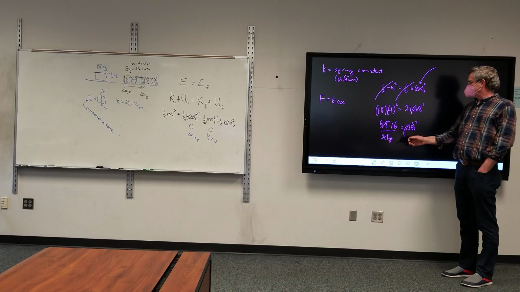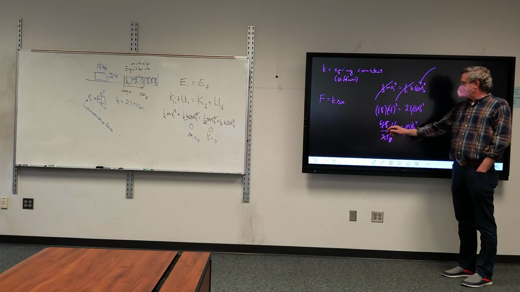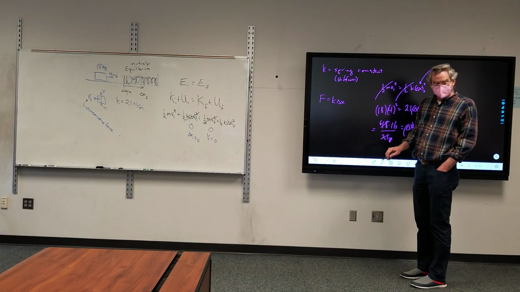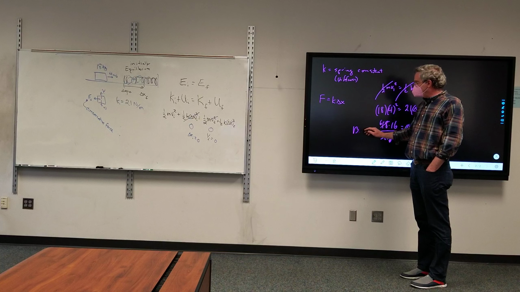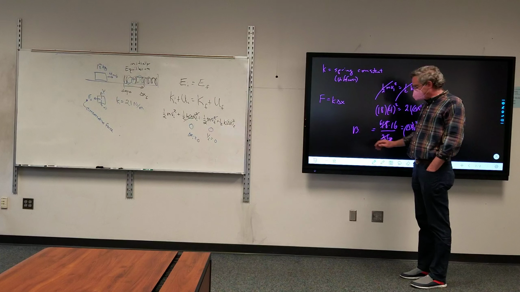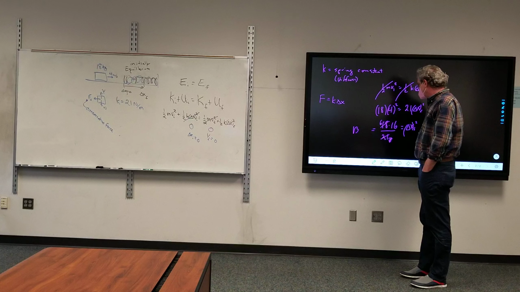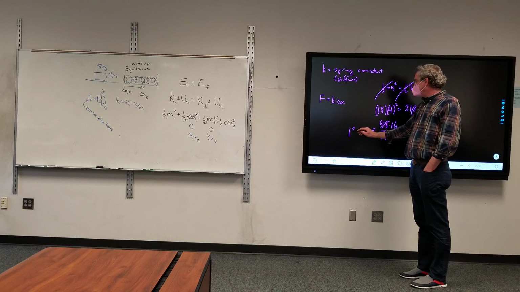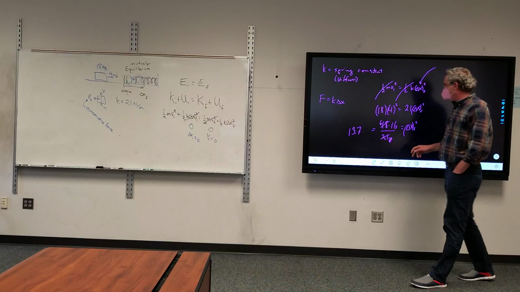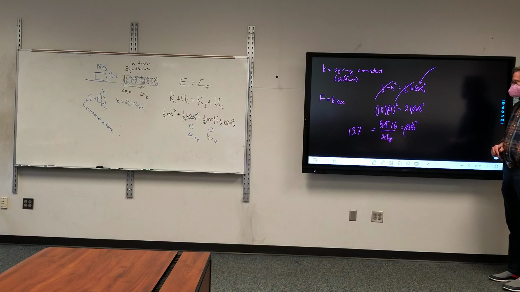Assume somebody's done this on the calculator already. 13.7. And that's delta x squared. 3.7.